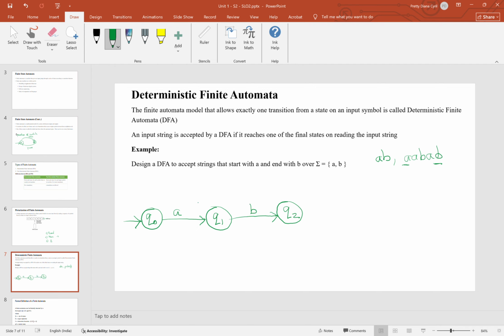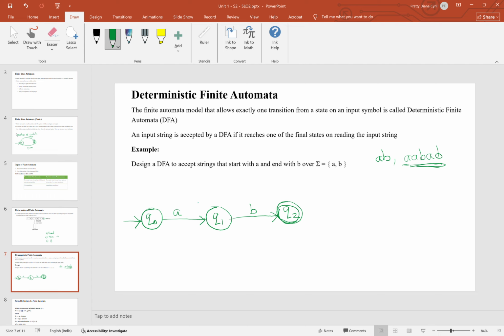So if you are going to end with the B, it can be a final state. The final state should be denoted with a double circle. If a state is denoted with a double circle, it is a final state. In between A and B, what can we have? We can have multiple A's and B's, right?